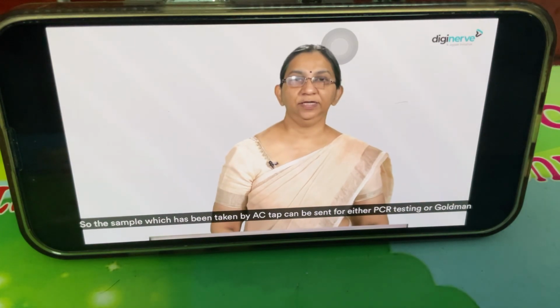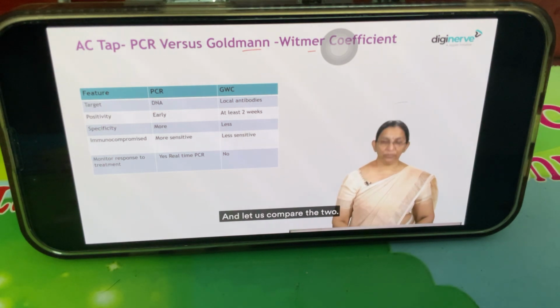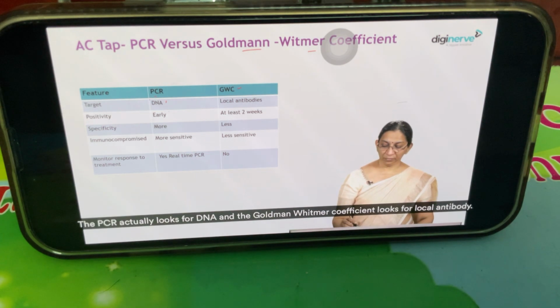So the sample which has been taken by AC tap can be sent for either PCR testing or Goldmann-Witmer coefficient testing. And let's compare the two. The PCR actually looks for DNA, and the Goldmann-Witmer coefficient looks for local antibody.